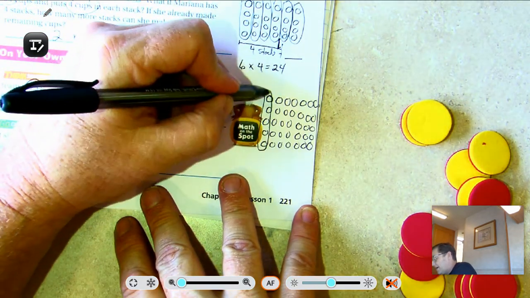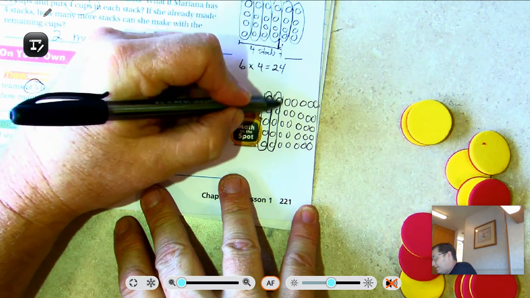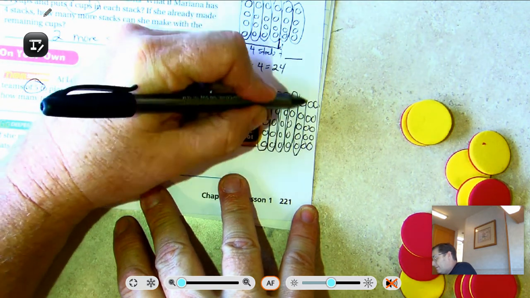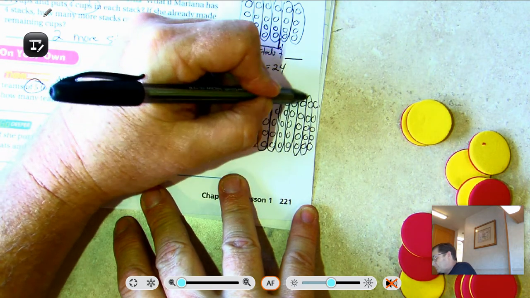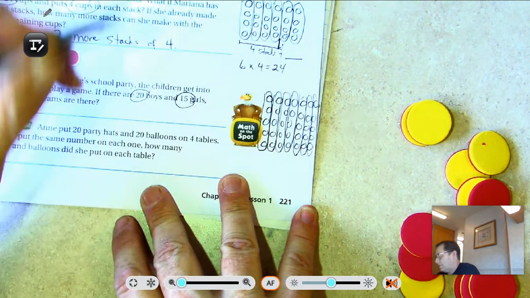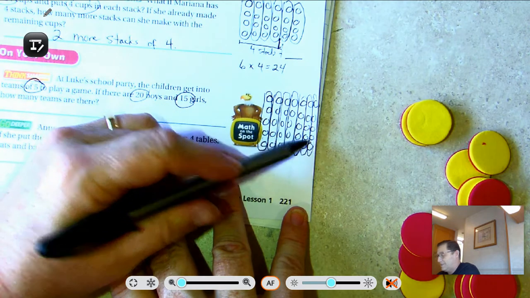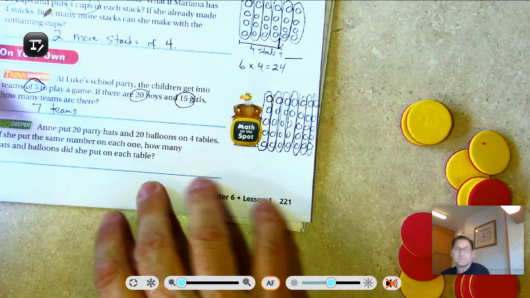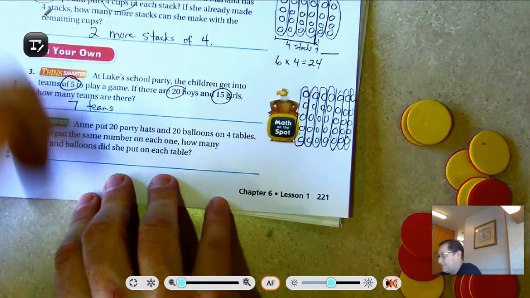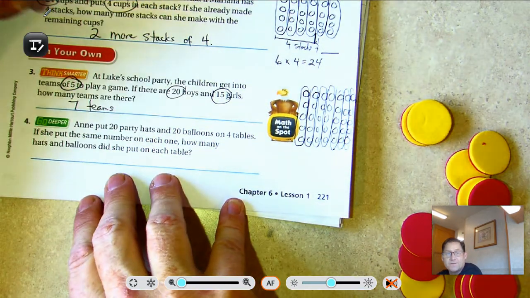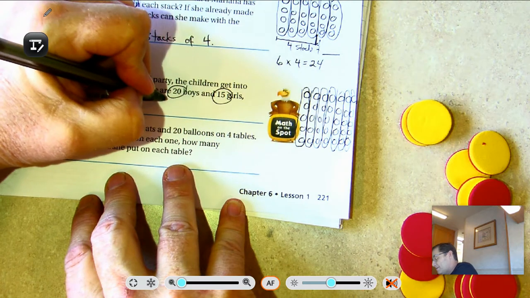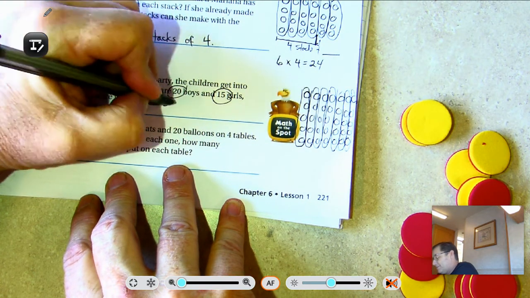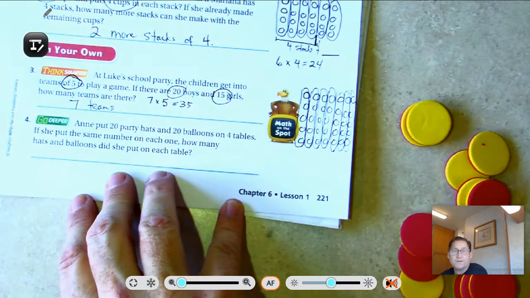Okay, so 5, 5, 7 teams. Okay, and that does make sense. 20 plus 15 is 35. 7 teams of 5 equals 35.